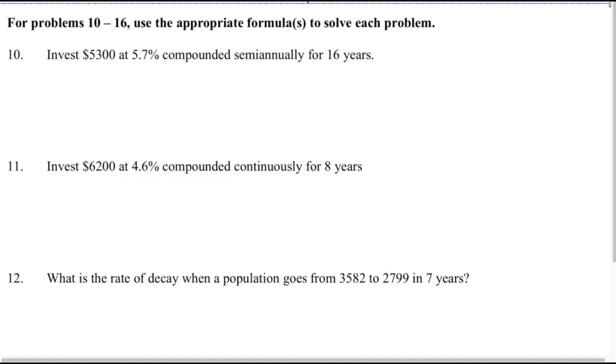We have some compound interest stuff, and I told you we'll give you the formulas. So we're going to invest $5,300 at 5.7% compounded semi-annually. Semi-annually is twice per year. That one's a little weird. I had a student ask me that today, and then I asked them, and they actually Googled it, and it was twice a year. So nice job on them for Googling it and being their own problem solver.